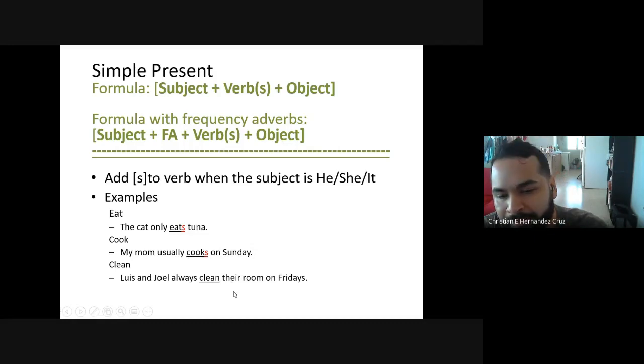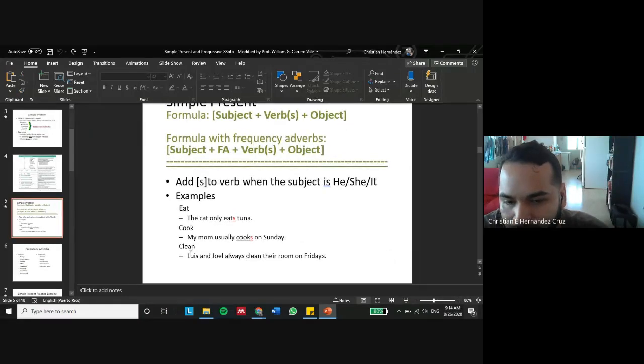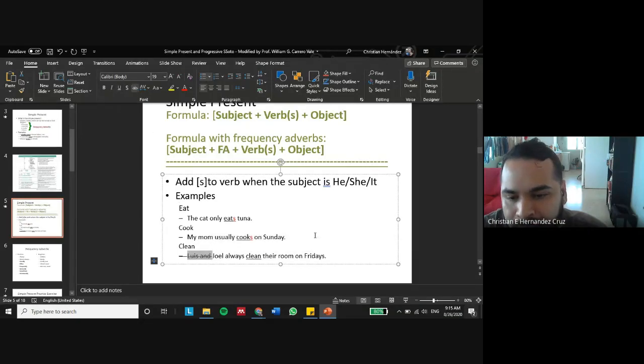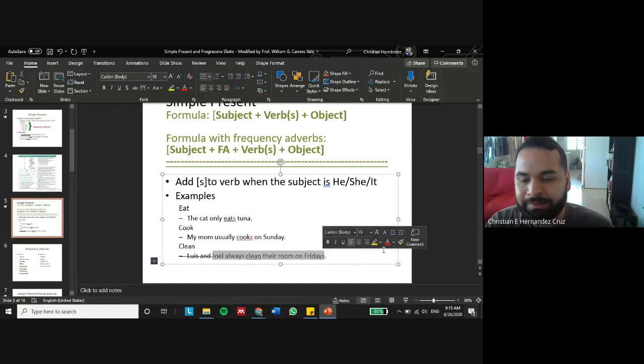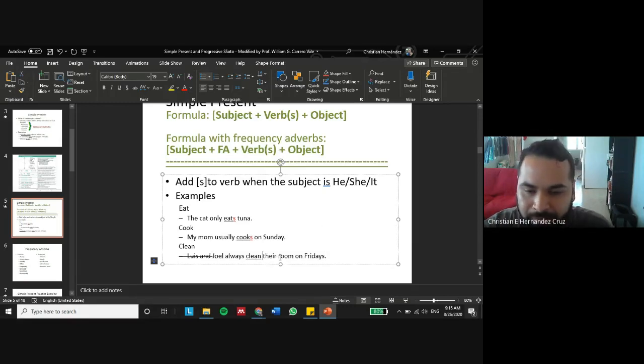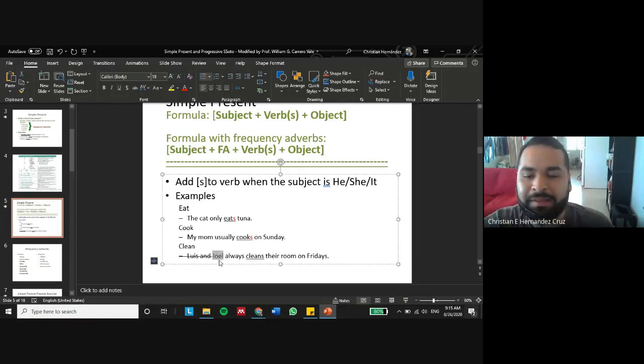But let's take a look at something really quick here. Let me zoom in. Okay, what if I were to erase one of the boys? And now it's just Joel. Yes, cleans with S. Exactly right. In that case, we would have to add the S because now we can change Joel to he, and then he always cleans their room on Fridays. It could be their room, it could be his room, depending on whose room is being cleaned.